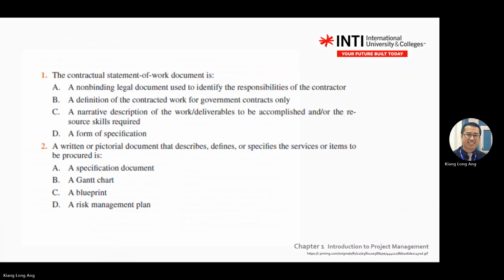Go ahead. Okay. So do the quiz. The first one: contractor settlement of work document is what? Try to guess. Contractor settlement of work.